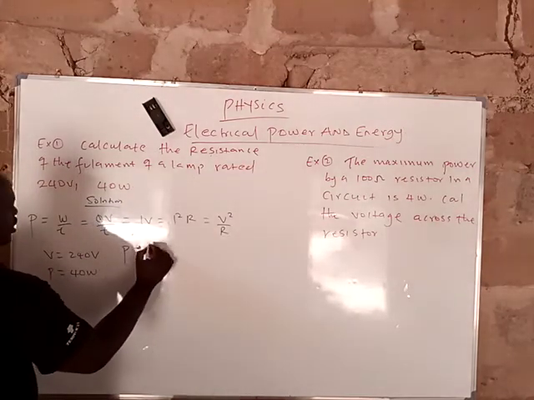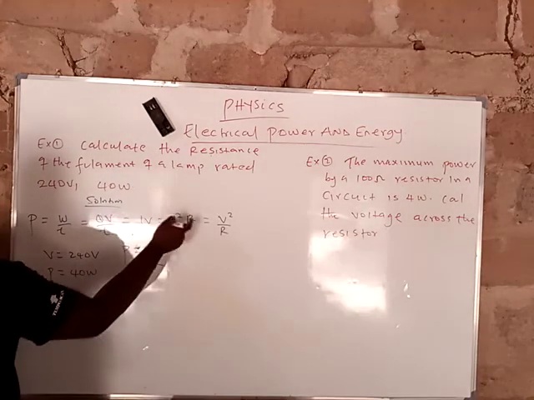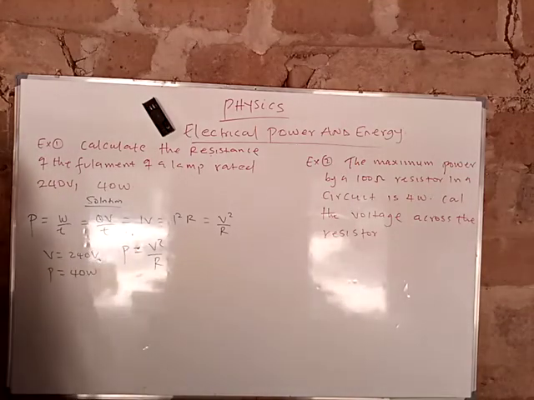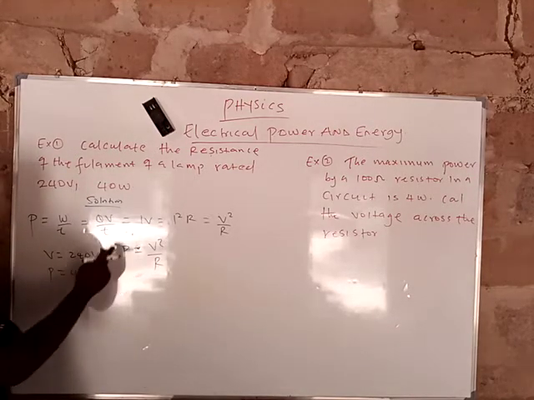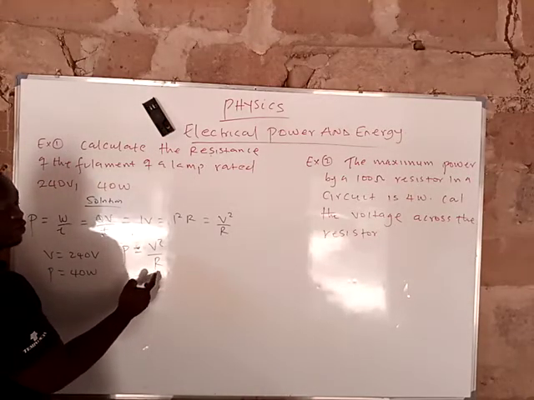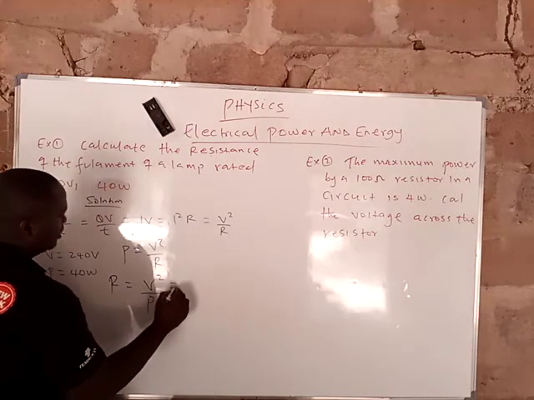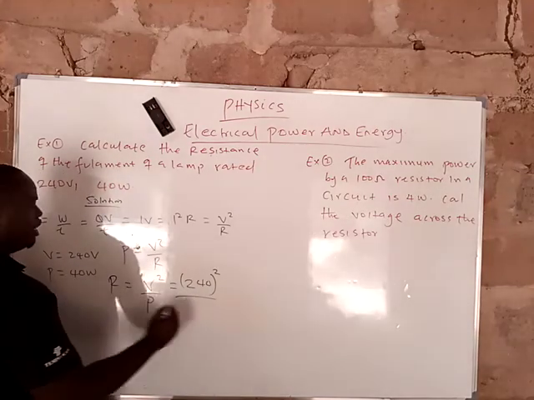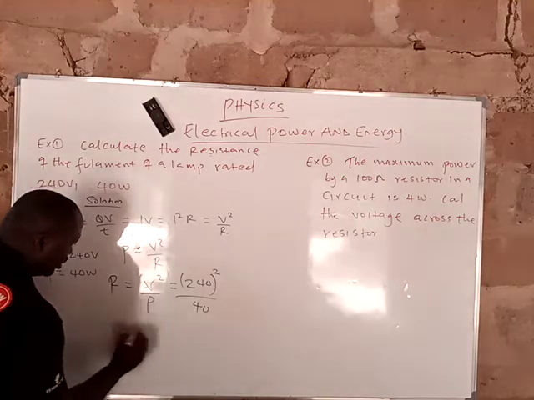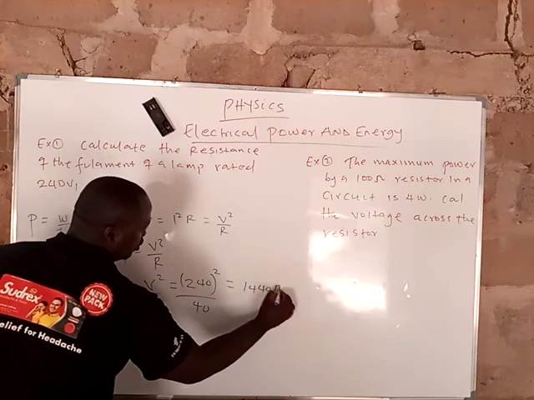So power is V square all over R. You can't use this, you can't use this, because they do not give you current. You can't use this either because you don't have quantity of charge. So this is our best formula to use. R is what you need to find. So your R is equal to voltage square all over power. Your voltage is 240 all in square divided by power, which is 40. You punch it in your calculator, you should get an answer of 1,440 ohms.